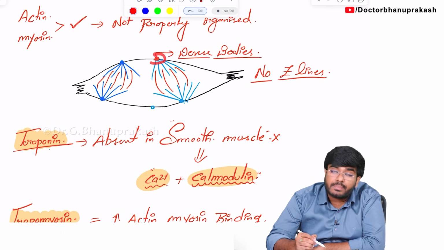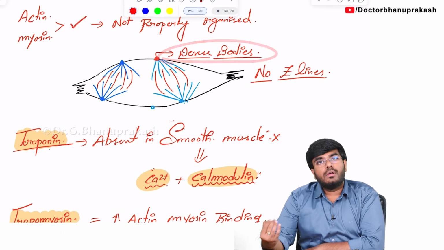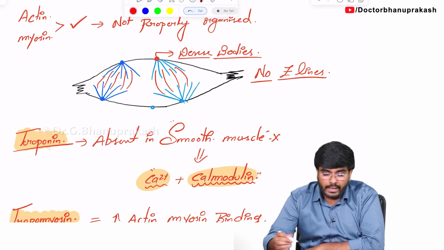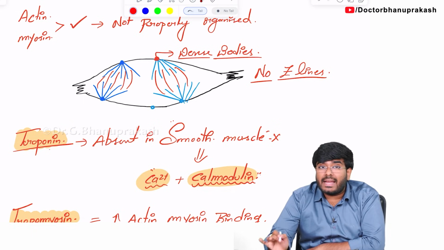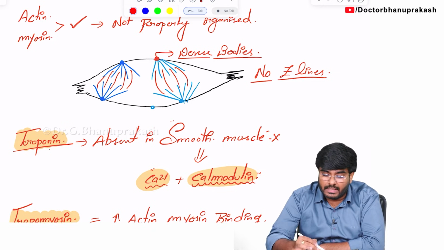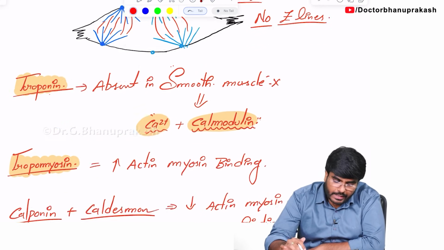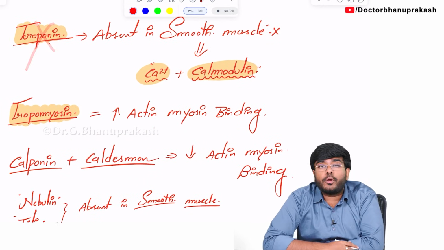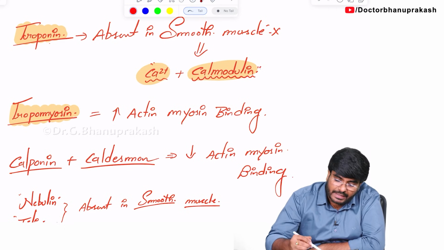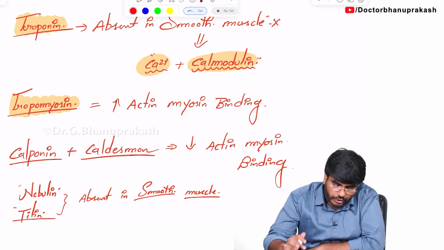Instead of Z lines, this is an MCQ. Instead of Z lines, what do we have? Dense bodies. Okay, so what is analogous to Z lines in the smooth muscle? Dense bodies. Okay, next, troponin, is it there? There is no troponin. So which is the calcium binding protein in the smooth muscle? Calmodulin. Calcium binds with calmodulin.